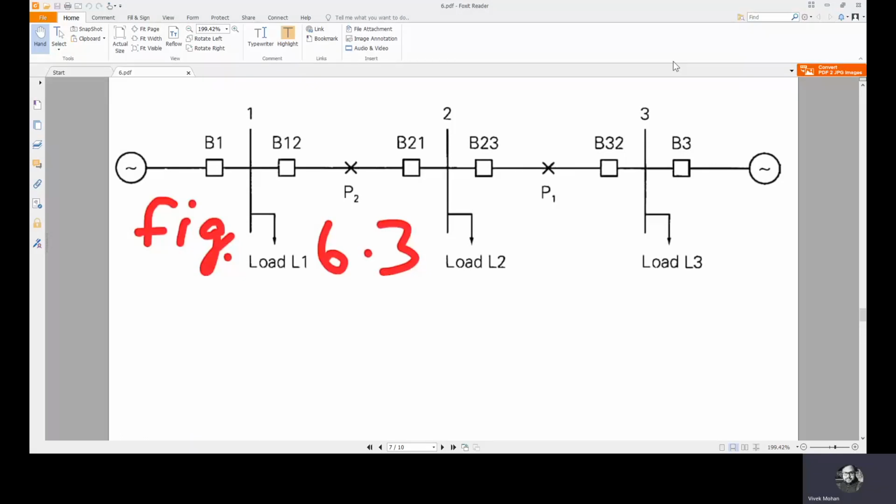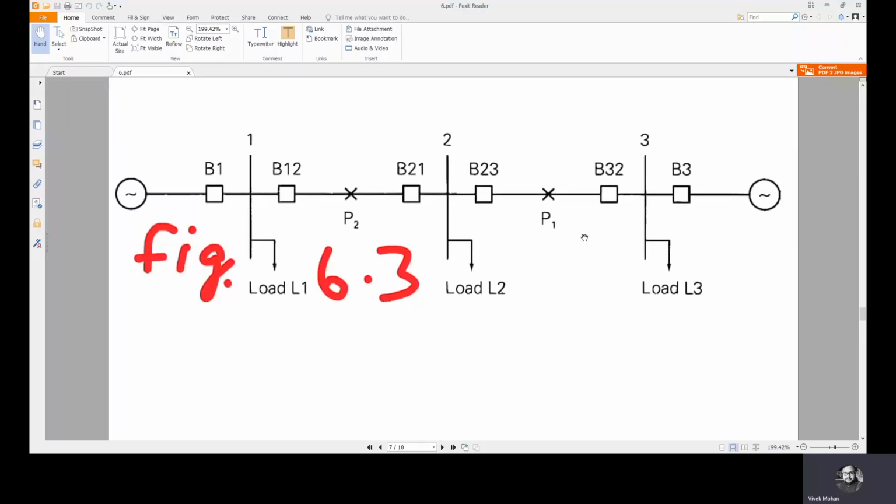Welcome to the lecture 8.4 of Power System Protection. In this lecture, we'll see how directional relays and overcurrent relays simultaneously protect the power system.